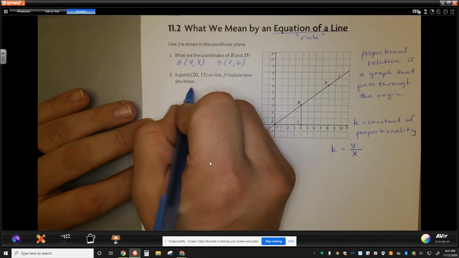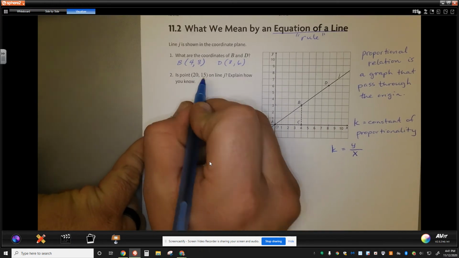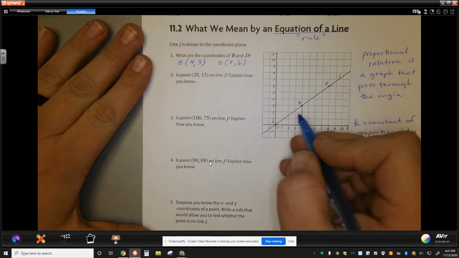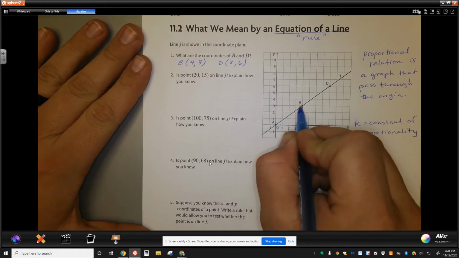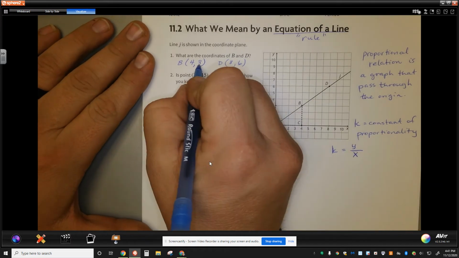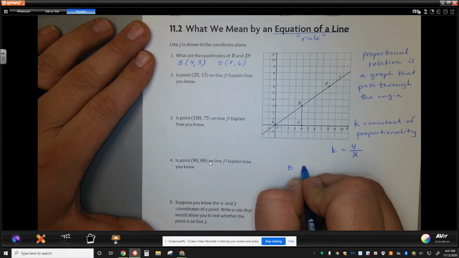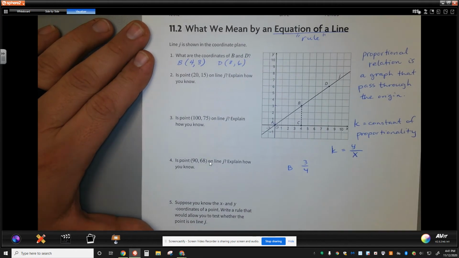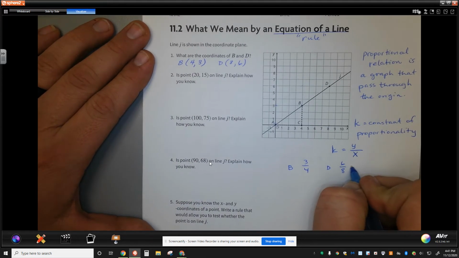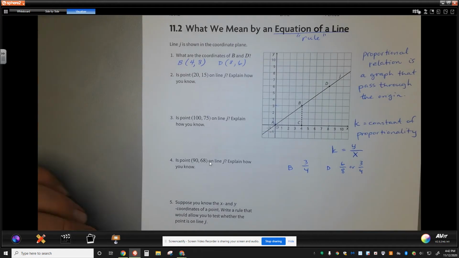So what we need to look at right here is the question: is point (20, 15) on the line? Well, we need to know our proportional value for this line, and that proportional value is, from A to B, rise 3, run 4. In the case right here with B, we see that B is going to follow the rule of y over x equals 3 over 4. We also see that D follows the rule of 6/8, which is 3/4 as well. Since point B and point D both follow those rules, they're on the line.